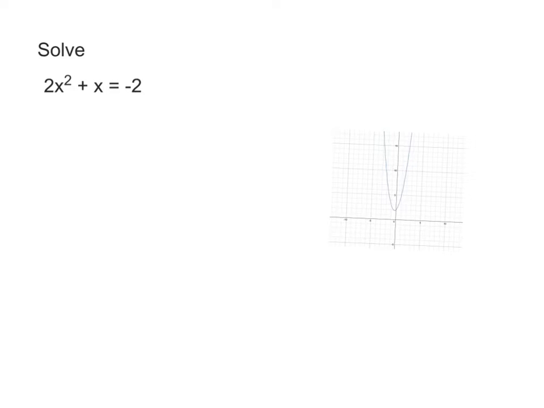Add 2 to both sides. It has to be equal to 0 for the second trace 0 thing to work. It has to be equal to 0 for the x-intercepts to be the solution. So here we're going to go plus 2 on both sides. And then we'll have 2x squared plus x plus 2 equals 0. The related function that you're going to graph then is y equals 2x squared plus x plus 2. But you can't figure that out until you make the equation equal to 0.